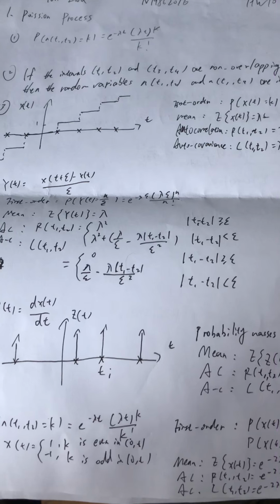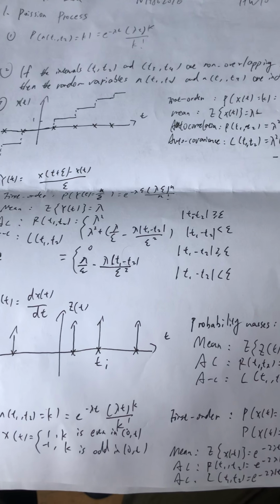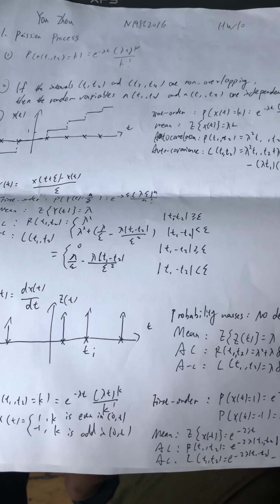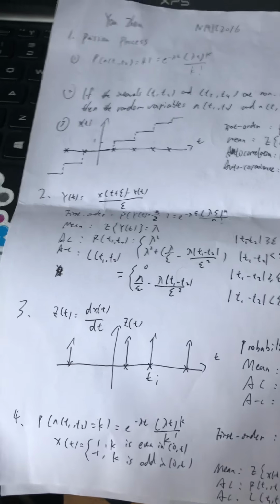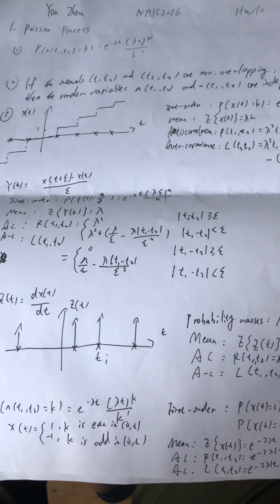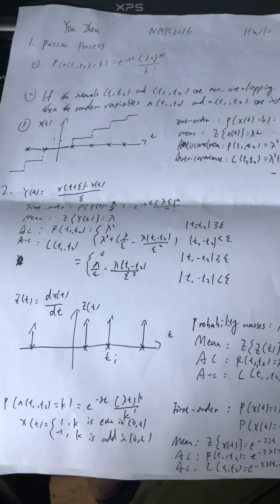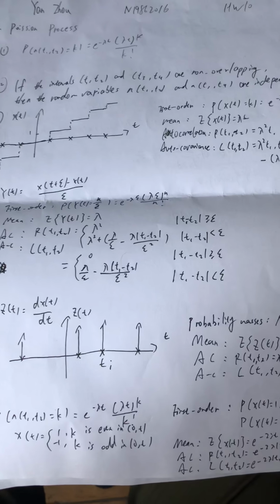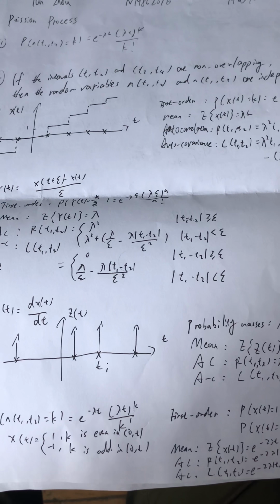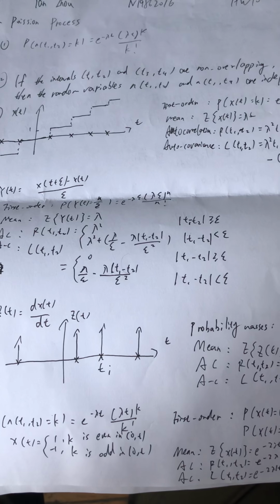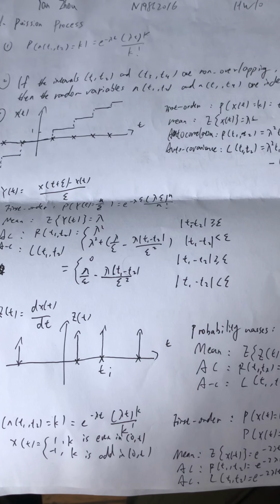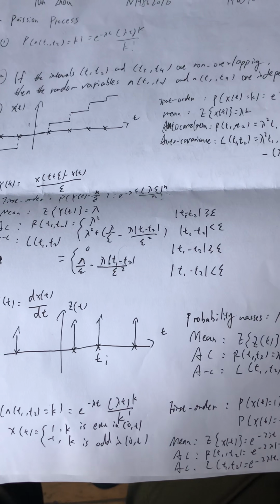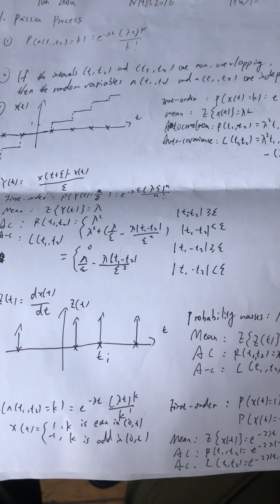The graph here displays the Poisson process. It's just a sample. For the first order probability mass, P(x(t) = k) equals e to the minus lambda t, times (lambda t) to the k over k factorial. The mean is E[x(t)] equals lambda t. The autocorrelation R(t1,t2) equals lambda squared t1 t2 plus lambda times the minimum of t1 and t2. The autocovariance C(t1,t2) is the same as the autocorrelation.